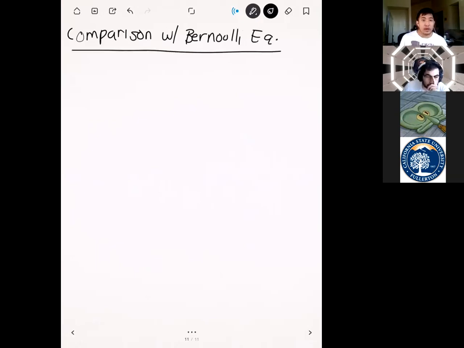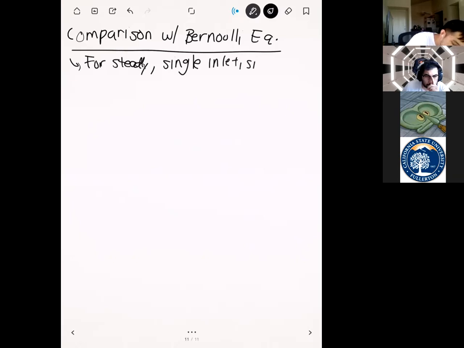And so I'm going to write our RTT for conservation of energy, but I'm going to apply it for a single inlet, single outlet, and I'm also going to assume steady. So for steady, single inlet, single outlet, which is the two examples that we just did, our conservation of energy for RTT looks like this.